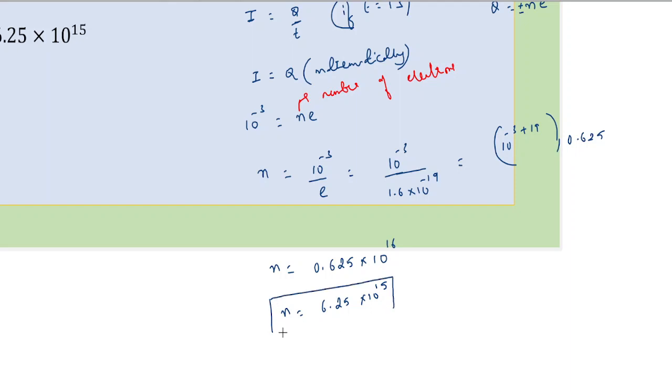This is a very high number. So if 6.25 into 10 power 15 electrons cross every second, then we get a current of 1 milliampere, which means a current of 1 ampere is a very high current, because for that we need even more electrons crossing a given cross section every second.